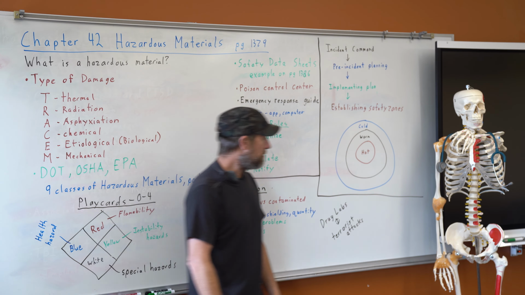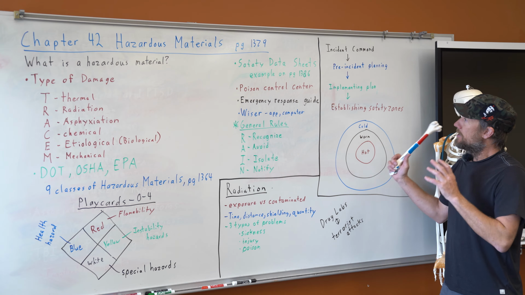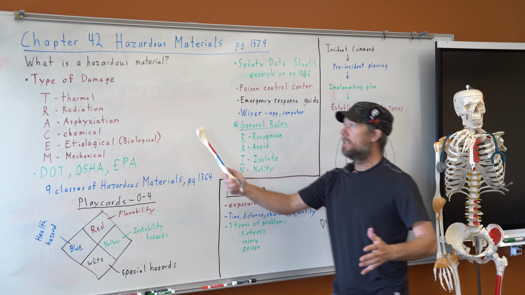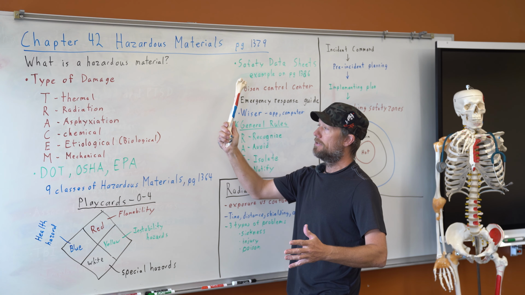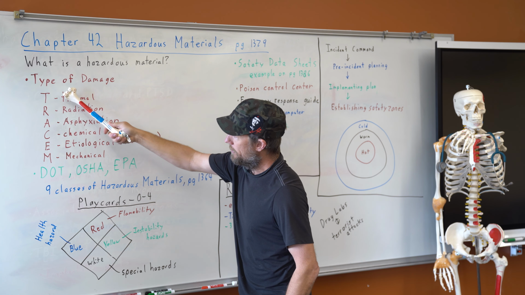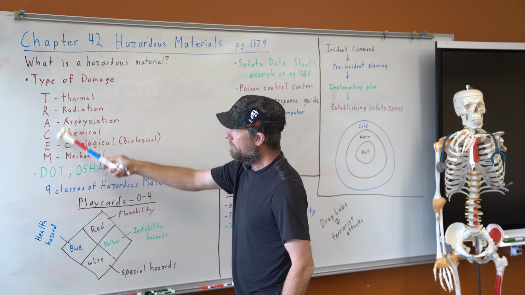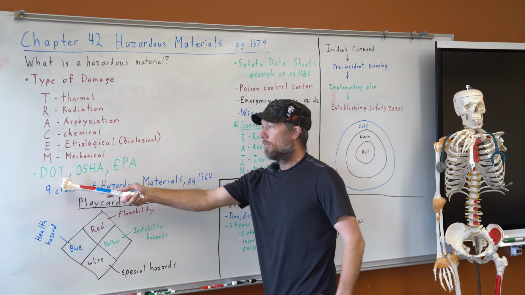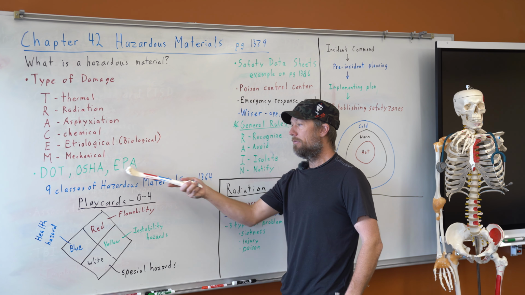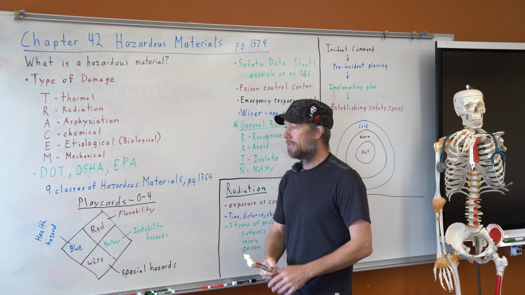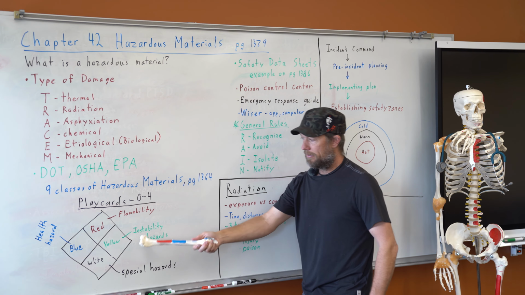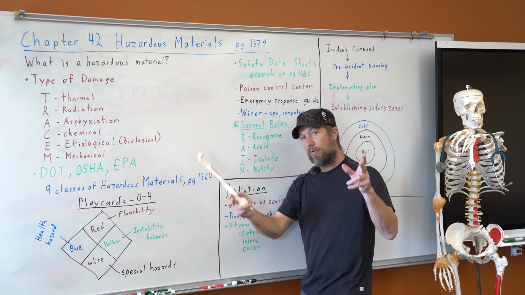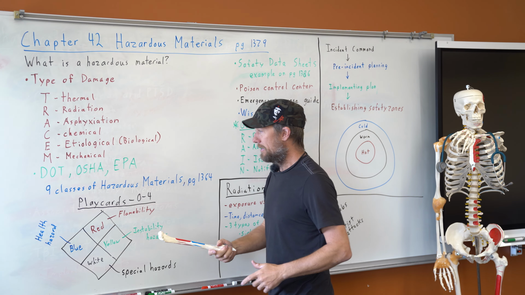So kind of recapping a little bit, your big takeaways from this: you need to know these acronyms. Everybody probably knows what hazardous materials are. You need to know this acronym, TRACEM. You need to know what part DOT, OSHA, and EPA play with hazardous materials. You need to know these 4 colors of the placard and what 0 to 4 kind of means. 4 is bad, 0 is not as bad.